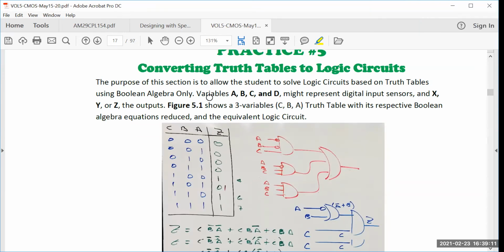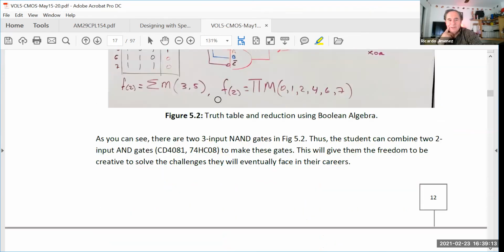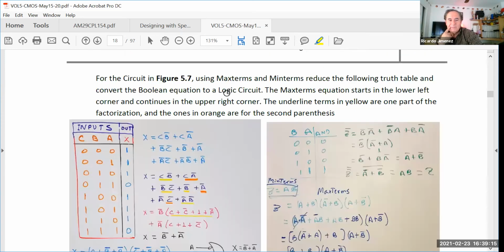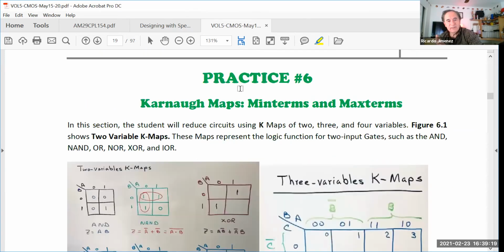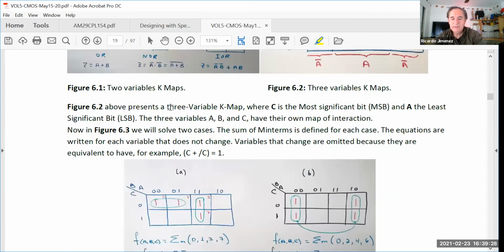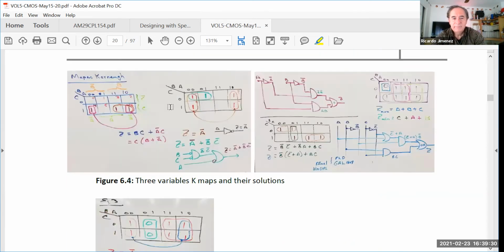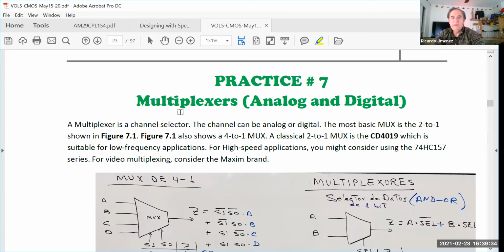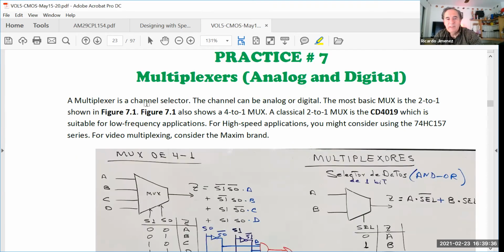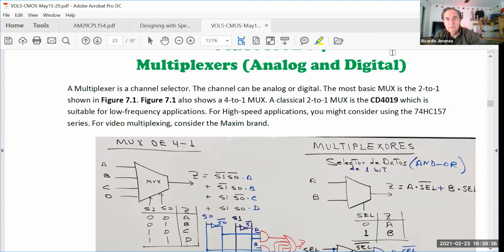Truth tables and logic circuits are topics related to digital logic, not to this class. K-maps, Karnaugh maps, is another topic. Every engineer needs to know K-maps, but it is not the topic of this class, so I have to skip it. That's another topic I placed in the YouTube channel.